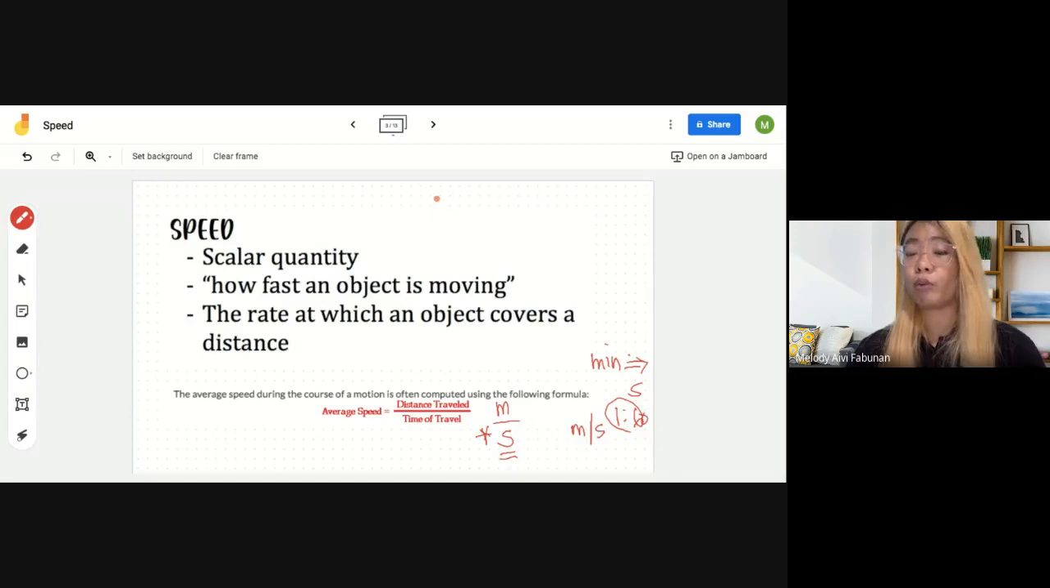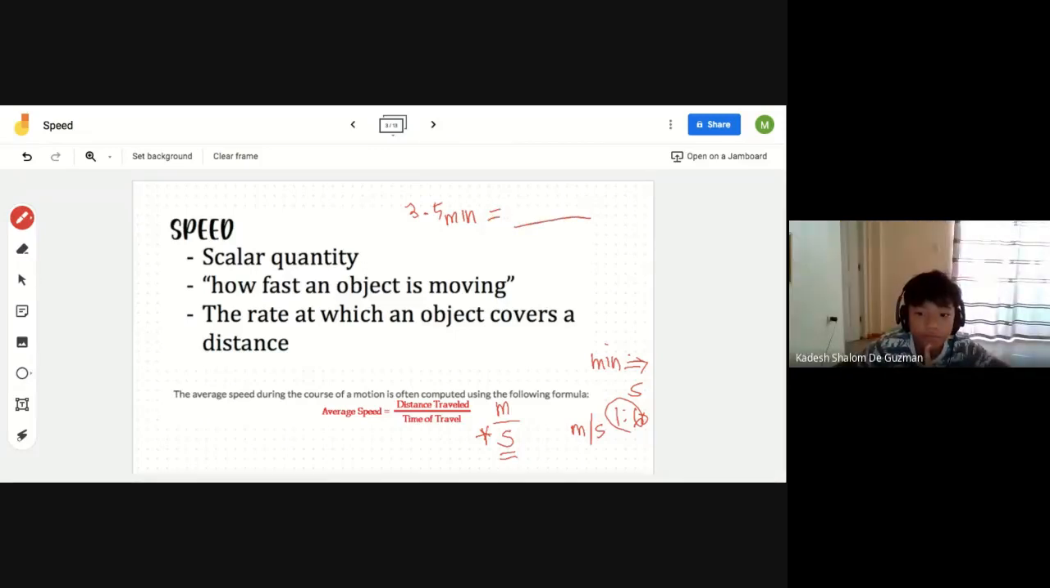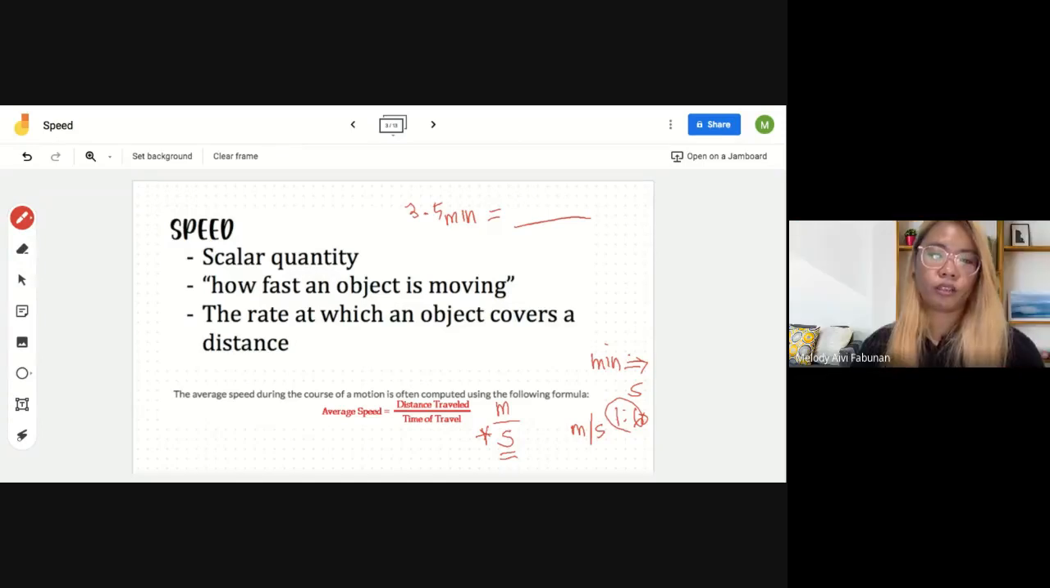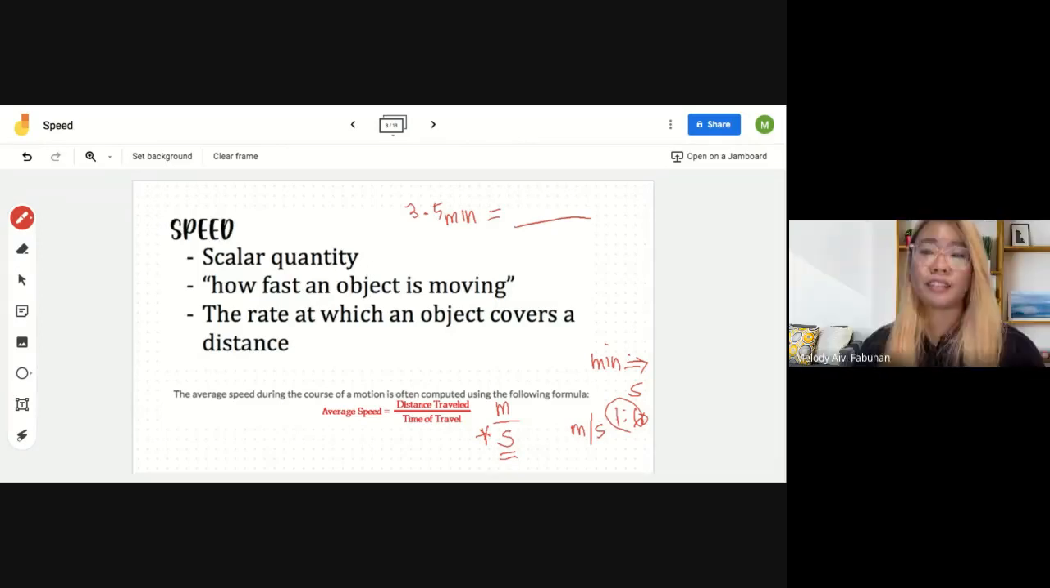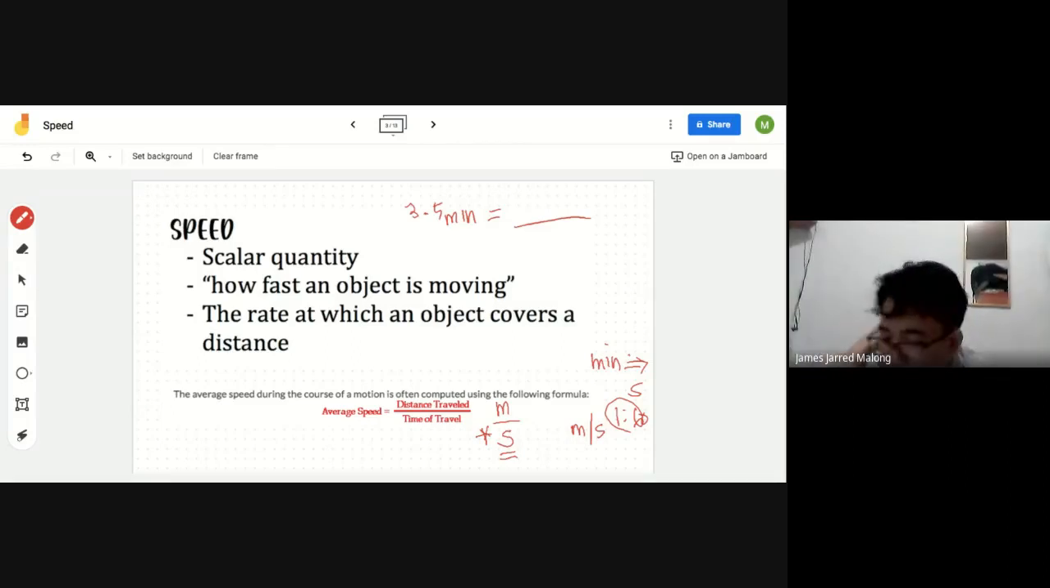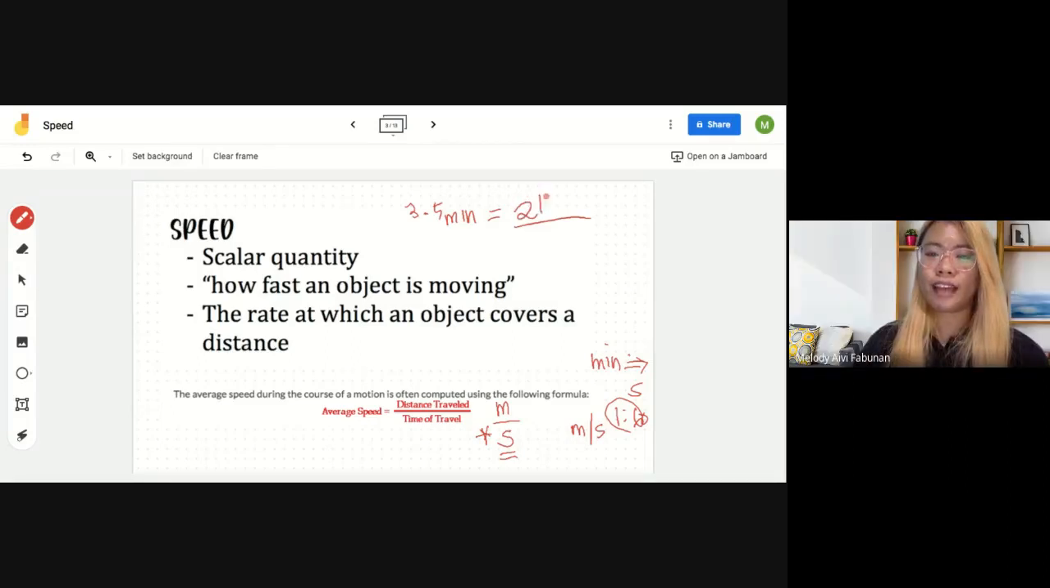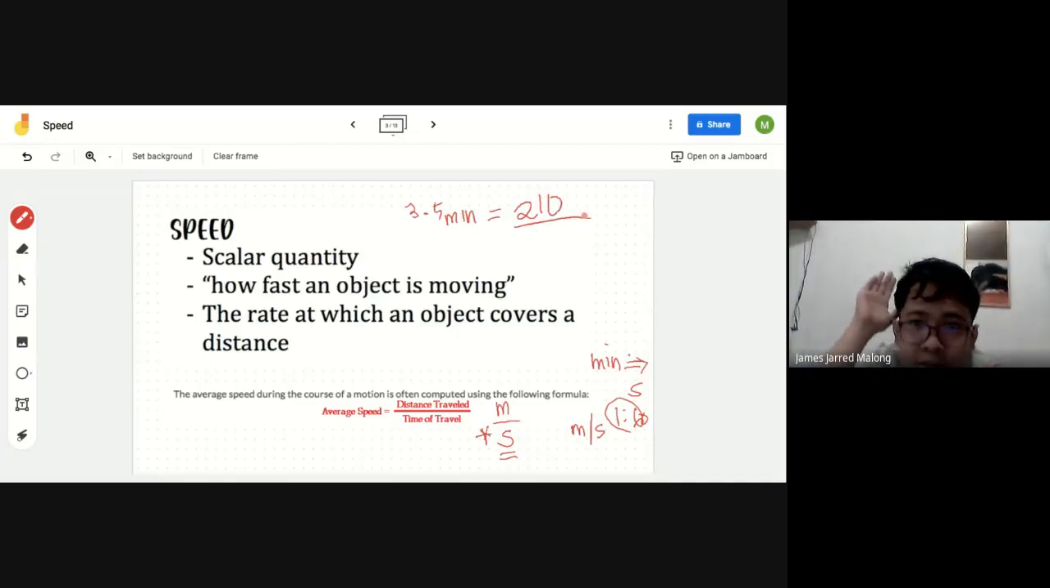Please convert 3.5 minutes into seconds. 150. Teacher, 150 seconds. Are you sure? Isn't it 210? Kasi 60 seconds ang 1 minute. Kung 150 ka lang, kulang. What's the answer? 210. Thank you very much. Who answered that? Me. 210. It's 210 seconds.